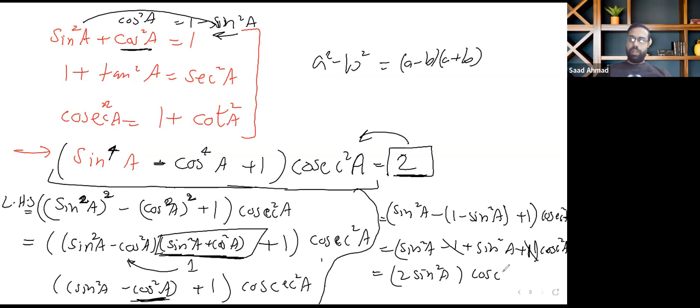Times cosecant squared A. If you remember, I told you cosecant is 1 over sine. So it's 2 sine squared A times 1 over sine squared A. Cosecant is 1 over sine squared A. So this and this cancel out, and that gives us 2. Let me write it somewhere. So we get 2 right here, because this and this cancel out. So that's how we proved it. It equals 2, by using the identities.